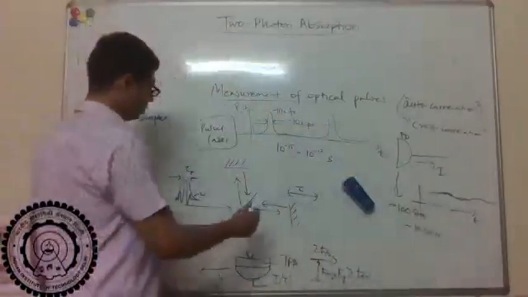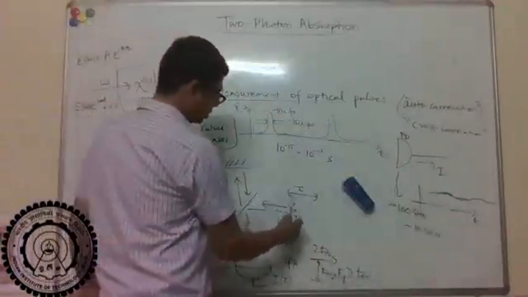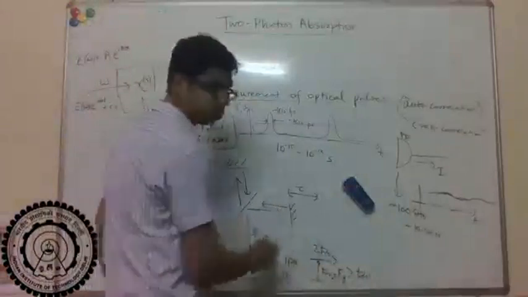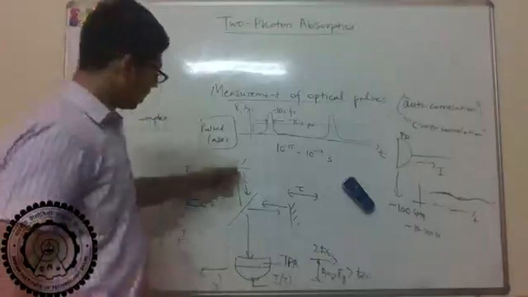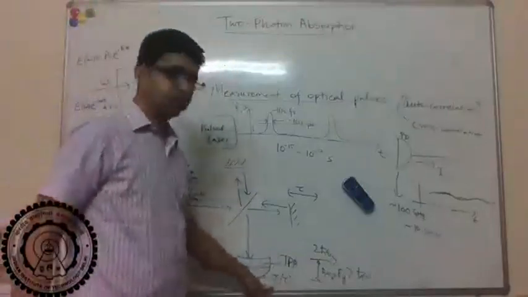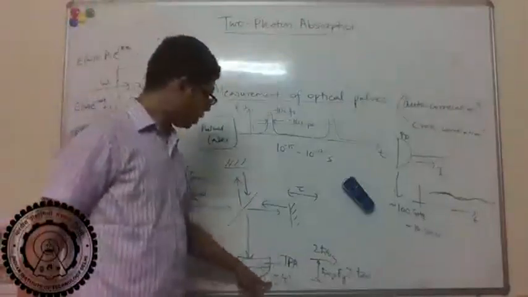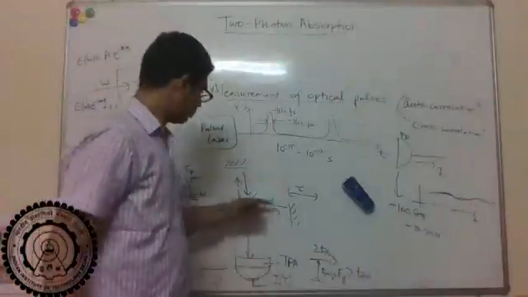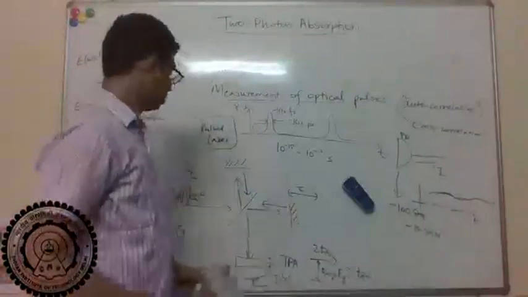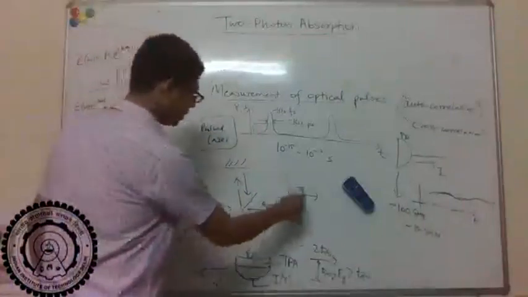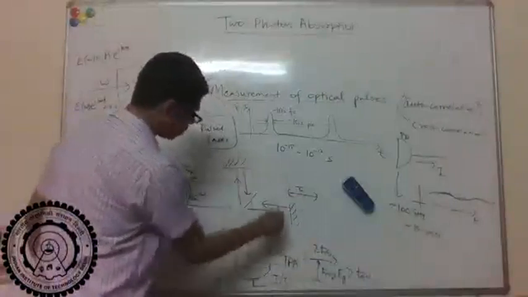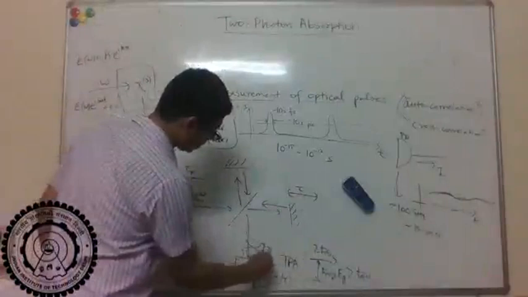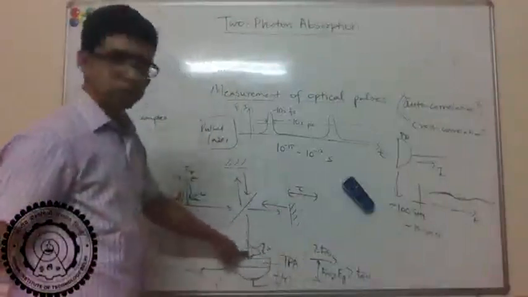So how is this happening? What are you doing? You first fix one particular delay between the two paths, and then you measure the current. So what you are measuring is the average current for a particular delay. When there is a particular delay, from the two paths you are getting two pulses which are slightly delayed from each other.